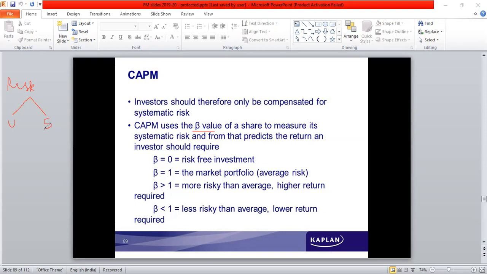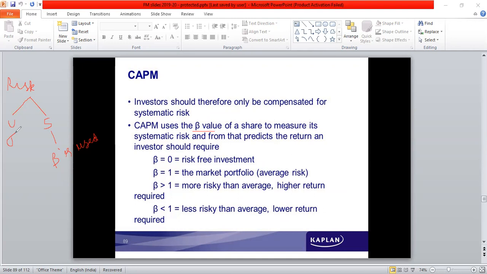If it has to be measured, the variable which is used is beta. Beta is used to measure the systematic risk. For unsystematic risk, standard deviation is used, but that we are not going to discuss now; some other time if it arises, we can look into that. At present, we are talking about the concept of systematic risk, which is measured by a variable called beta.